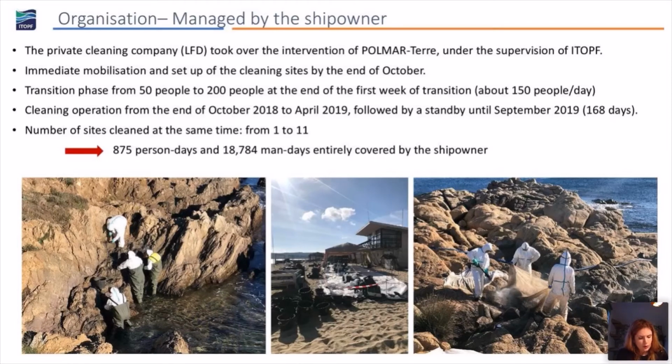All in all, we had around 150 people per day that were employed between October and April. That was the length really of the cleanup operation, so roughly 6 months. In addition, there was a team monitoring any new arrival of tarballs during the tourist season in the summer. So in total, roughly 19,000 person-days were necessary, and the cost of this cleanup was entirely paid by the shipowner via the insurer.